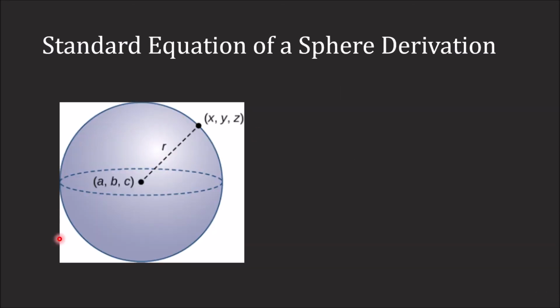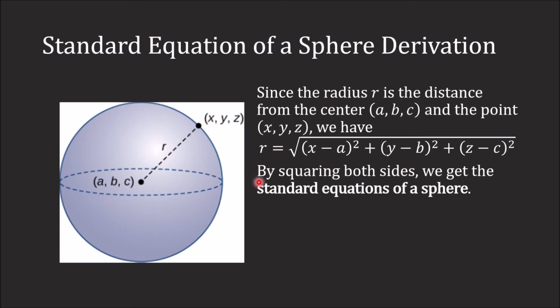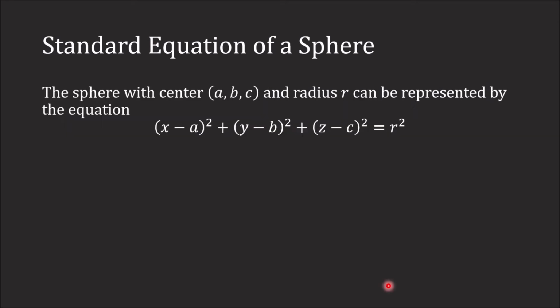So let's consider this sphere. It's centered at ABC, it has a radius of r, and we'll consider the point on the sphere xyz. Now, since the radius r is the distance from the center to the point, we can write r as the square root of x minus a squared plus y minus b squared plus z minus c squared. Now all I have to do is square both sides, and we get the standard equation of a sphere. And as we see, our intuition was correct.